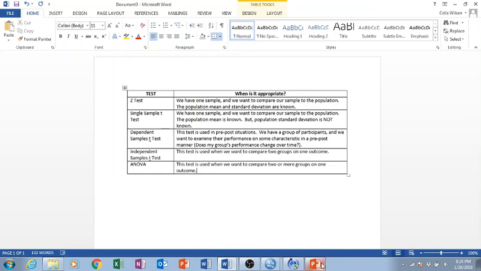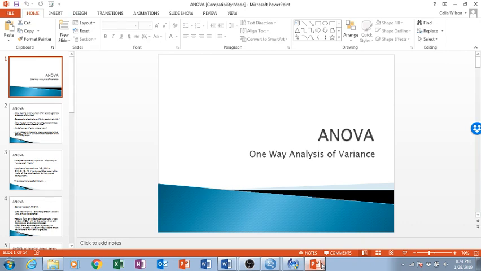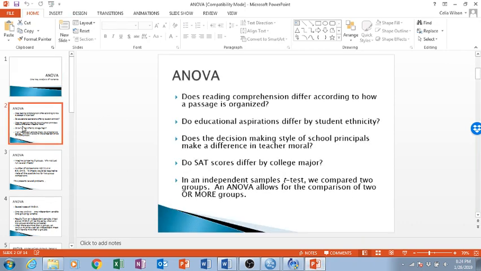So let's talk for just a second about ANOVA, and then we'll get right into an SPSS example. There are many research examples where ANOVA is appropriate, and I've listed a few here, such as: does reading comprehension differ according to how a passage is organized? Reading comprehension would be your outcome, and organization would be your grouping type. Maybe you have it organized in 3 or 4 different ways, and you want to compare whether comprehension differs based on how it's organized.